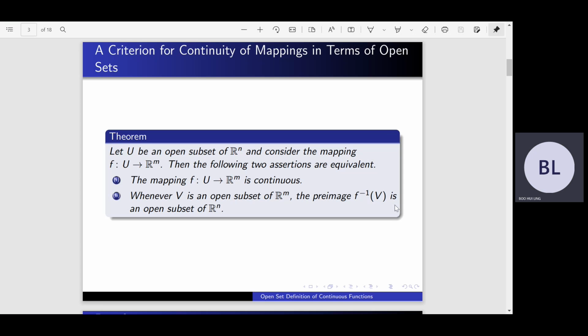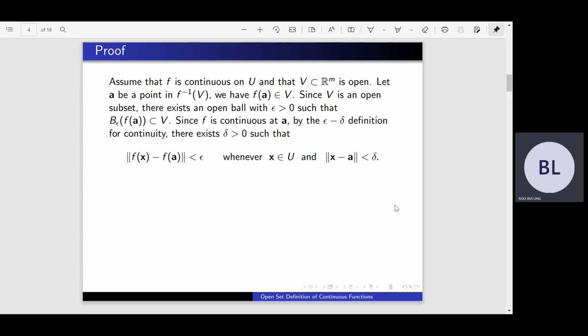So now I'm going to prove this theorem. Assume that the function f is continuous on U and that V contained in R^m is open. Let a be a point in f inverse of V, then we have f of a contained in the open subset V. Since V is an open subset, there must exist an open ball with positive number epsilon such that the ball with radius epsilon centered at f of a is contained in the open subset V.